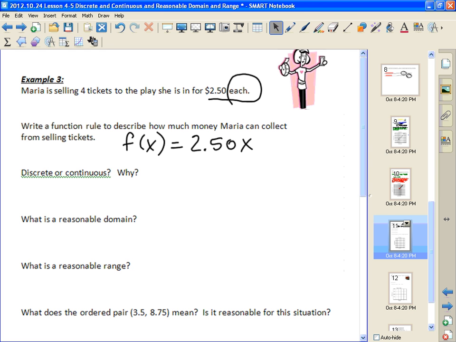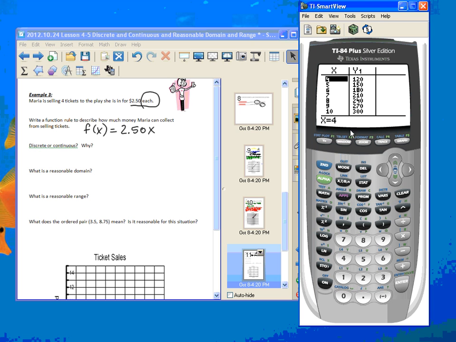Okay, that's the function. So I'm going to take that function and I'm going to put it in my calculator. So y equals, and then I'm going to come here and I'm going to put 2.50x. And then I'm going to go to my calculator, and I know that she can sell 4 tickets. But I guess she doesn't have to sell all 4 tickets. She could sell just 3 of them, or 2 of them, or 1 of them, or even 0 of them. I know that she can't sell negative tickets, so I don't have to worry about that. And I know that since she only has 4 tickets, she's not going to go ahead and sell the 5th. So she's going to sell anywhere from 0 to 4 tickets.